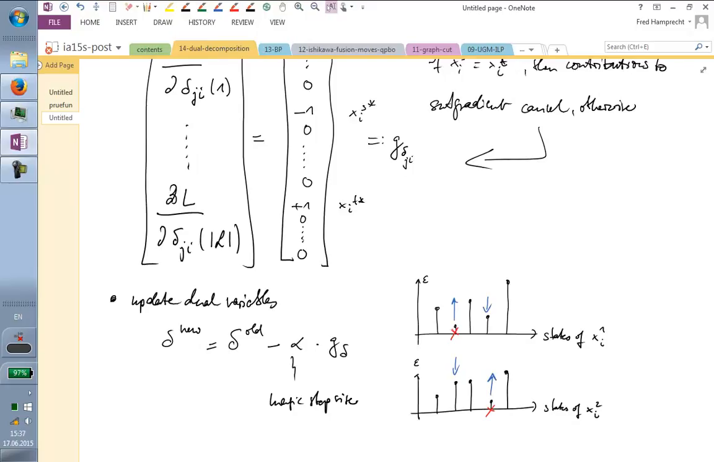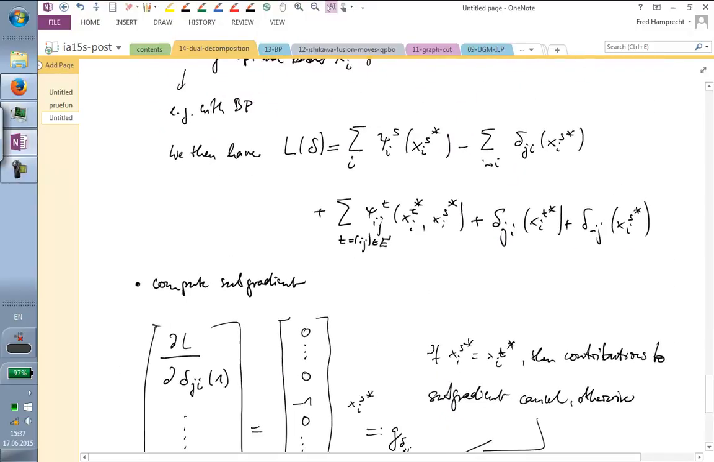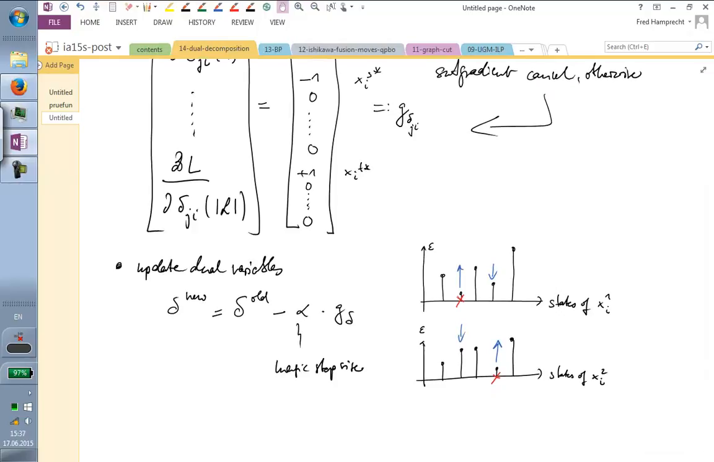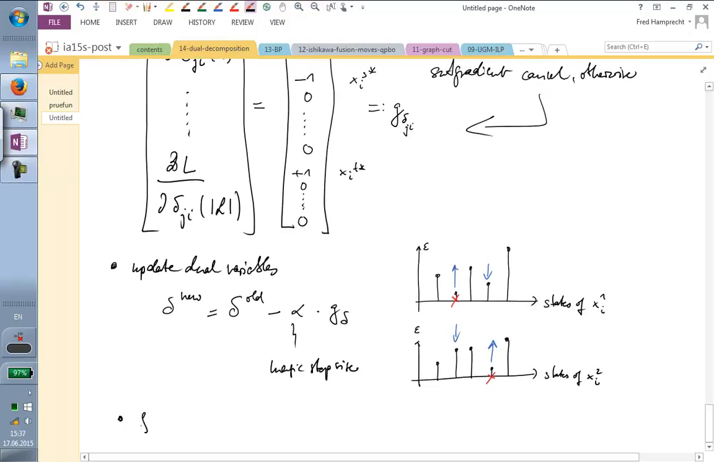So if I did decompose into trees, then I still have the same decomposition into trees. They have the same structure as before, but the potentials on those trees have changed. So now I go back to this step 2. So go to 2.